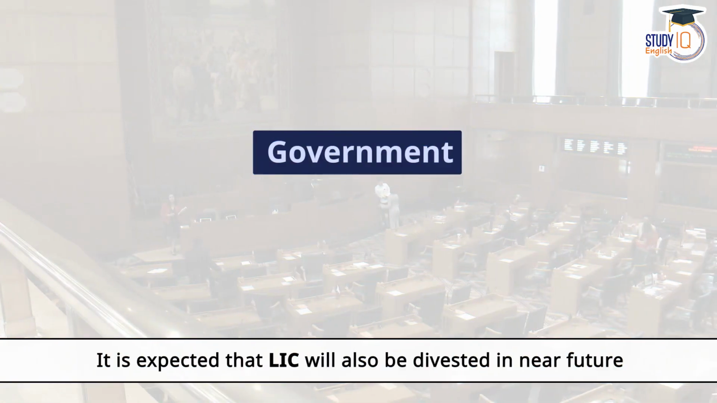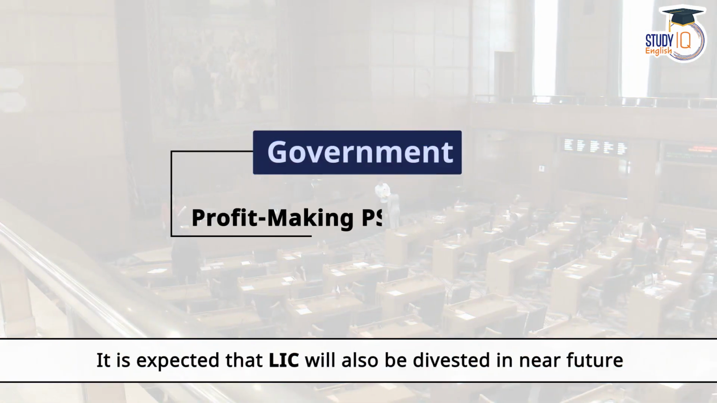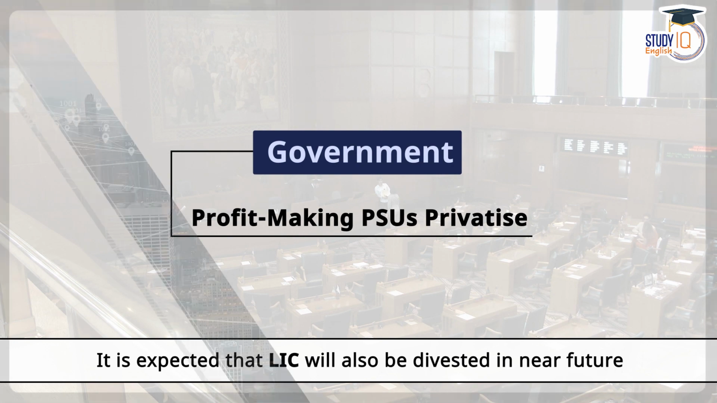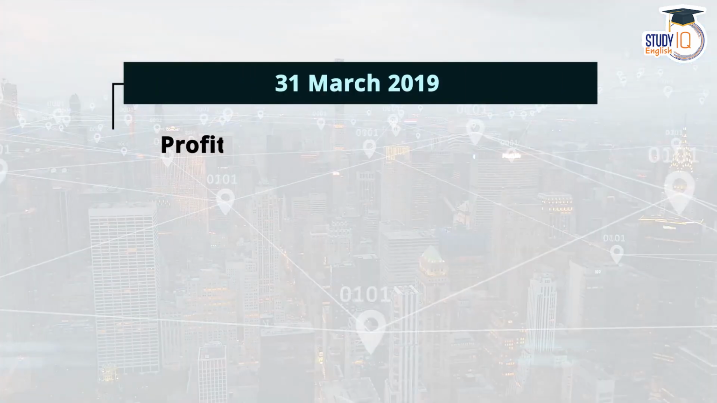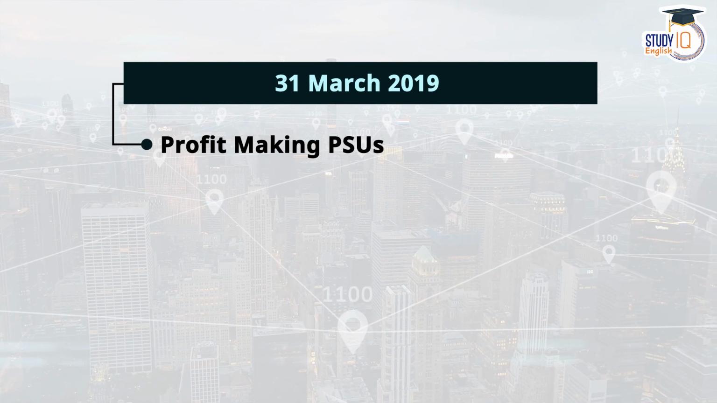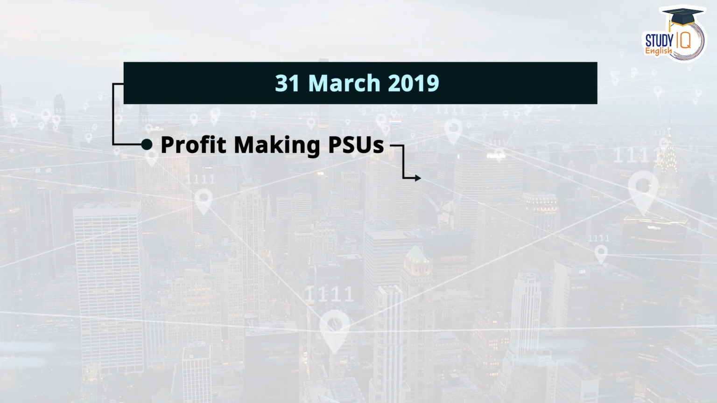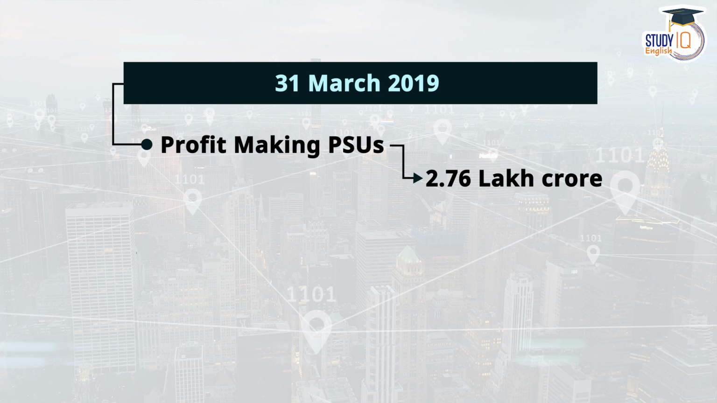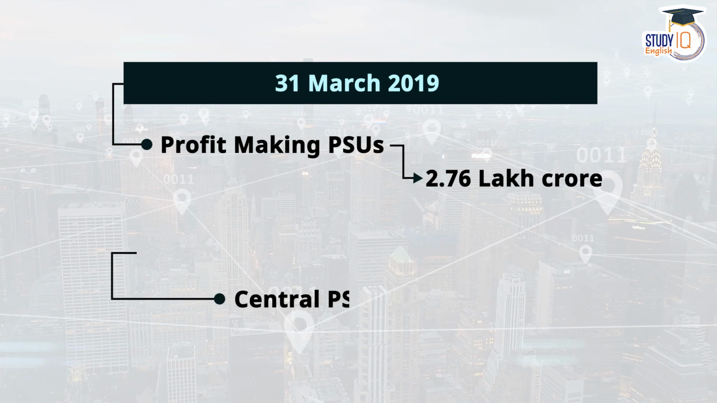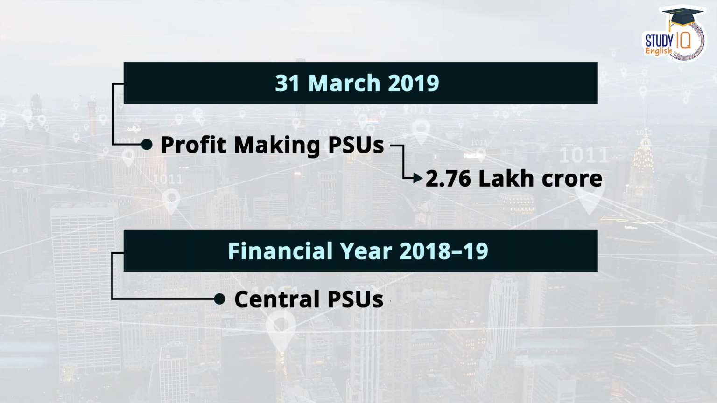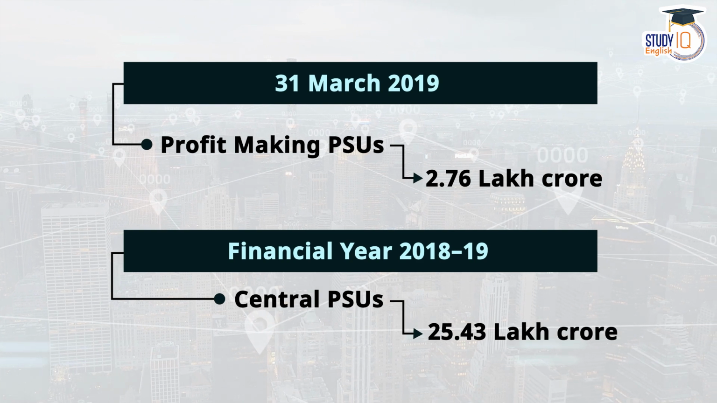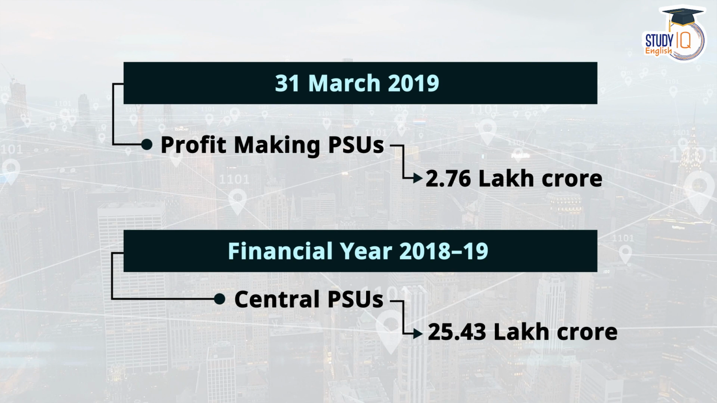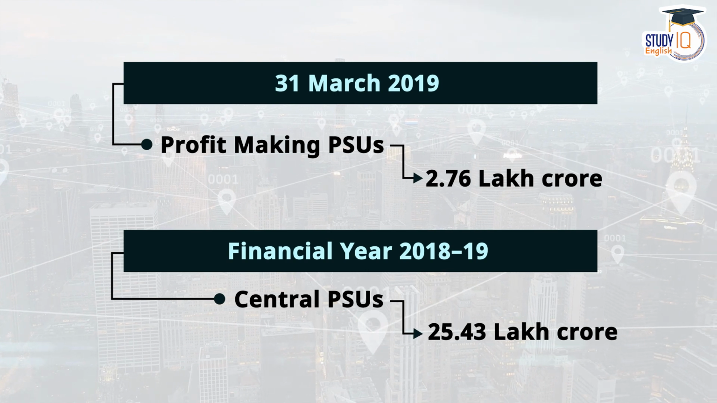Many have been critical of the government's decision to privatize profit-making PSUs. Data shows that till 31st March 2019, the profit-making PSUs' net worth that it received from shareholders was almost 2.76 lakh crore. On the other hand, Central PSUs earned a revenue of 25.43 lakh crore in the years 2018-19. Hence, it is believed that the government could earn a regular income by selling such PSUs.